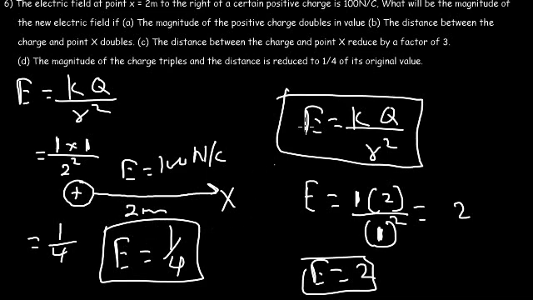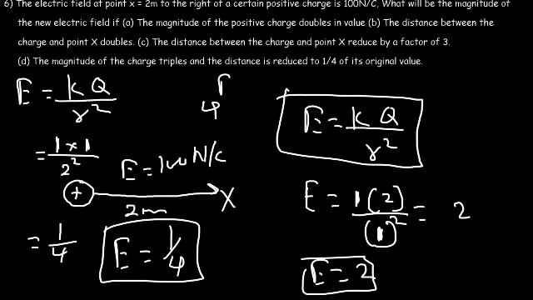Another way, using the relationship, is that since the electric field is inversely related to the square of the radius, it means if the distance or radius changes by any factor, then the electric field will decrease by the square of that factor. So if the distance doubles, then the electric field will reduce by 1 over 4. Simple as that. And that is the answer to part B.